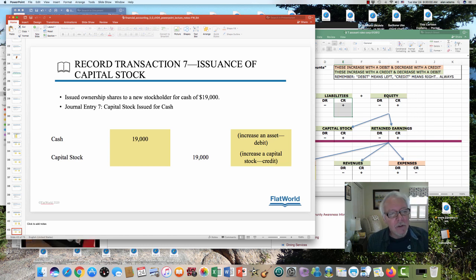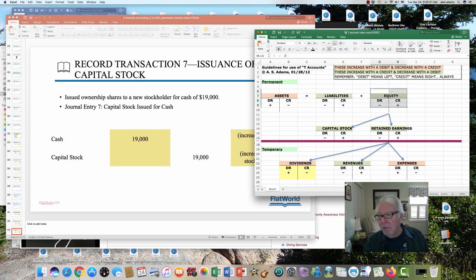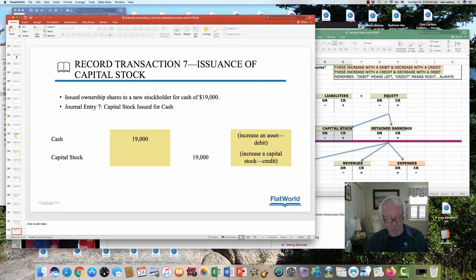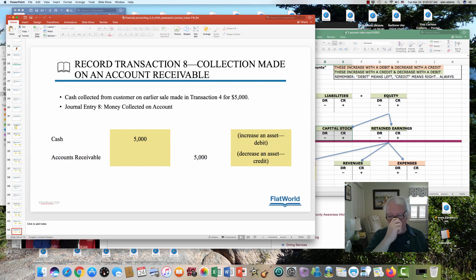Okay, we needed some more capital, so we sold some stock for $19,000. All right, cash goes up because $19,000 was just given to us for this stock, and that happens with the debit, 19. Capital stock is an equity account. Okay, equity accounts, like liabilities, follow the same rule. Debit is a decrease, credit is an increase. Well, we're issuing stock. That means capital stock is going up, and that happens with a credit. Study this carefully for me, please.